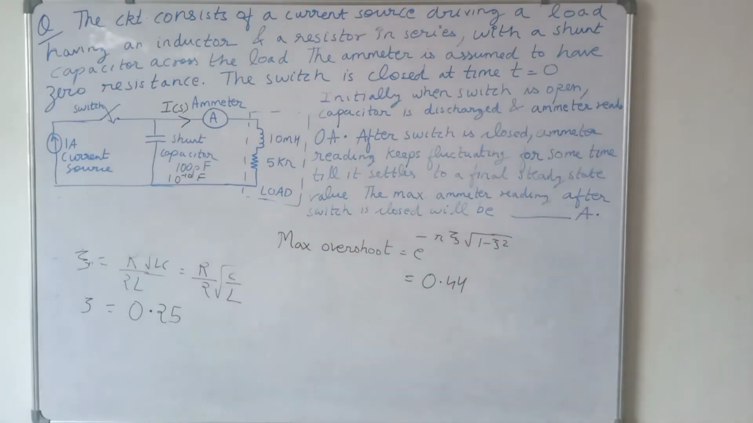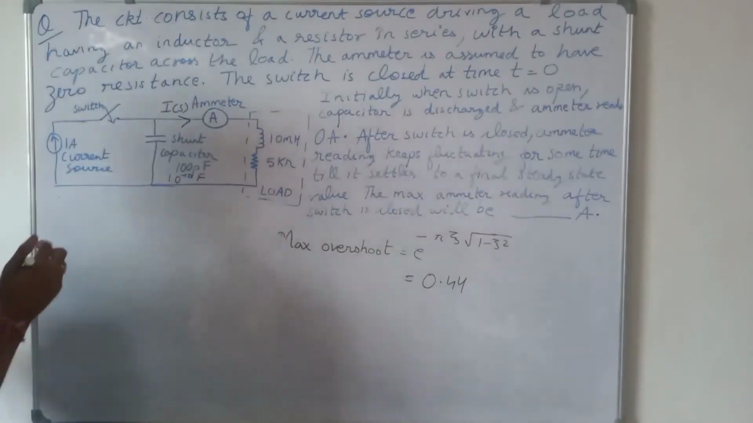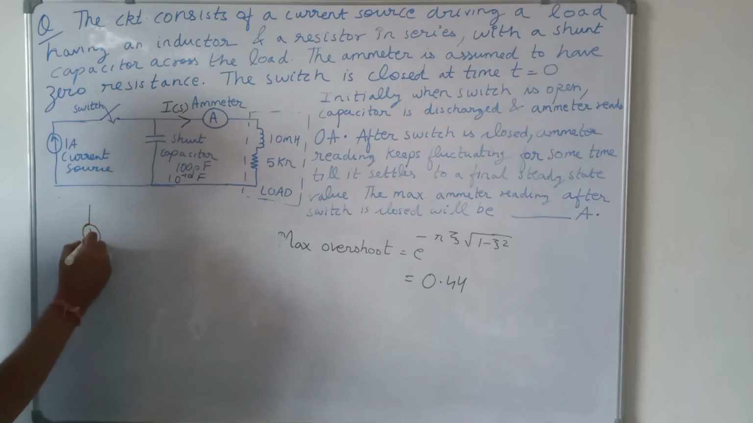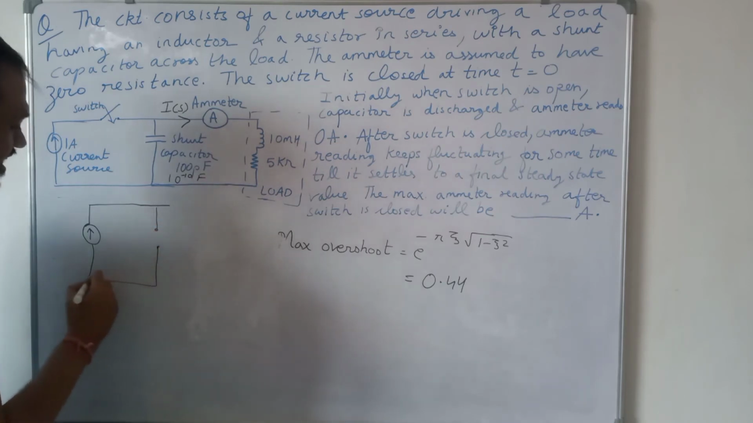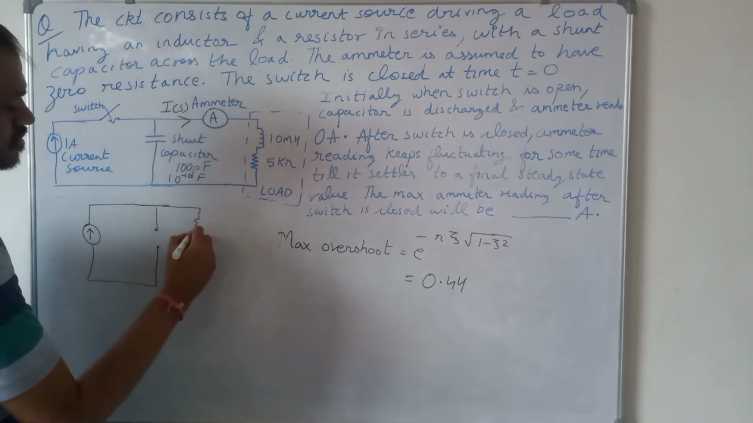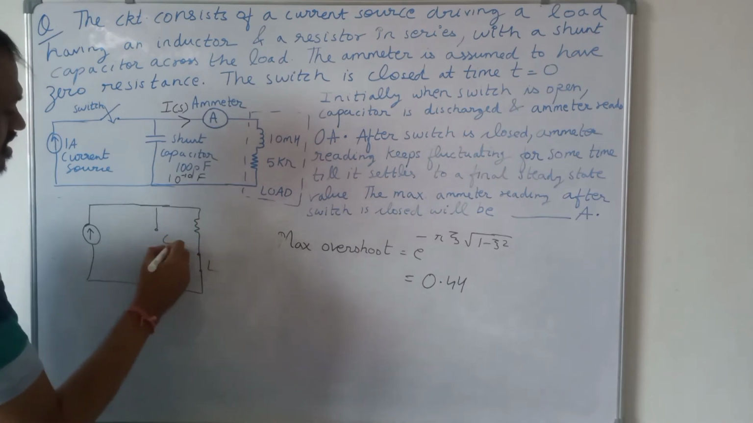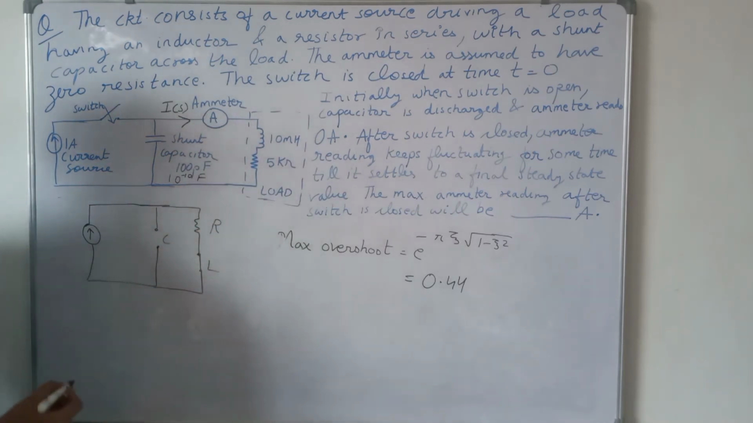Now the maximum value of the current will be equal to the maximum overshoot plus the steady state value. So for the steady state value, we have to draw the circuit in the steady state. So in the steady state, the capacitor is replaced by an open circuit, so it will be like this, and the inductor is replaced by a short circuit, and this is the resistor R.